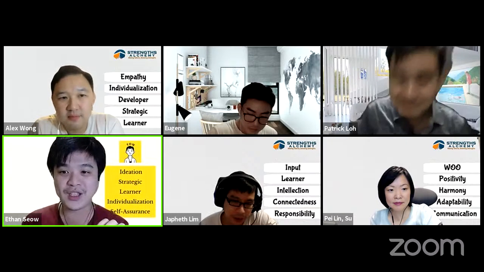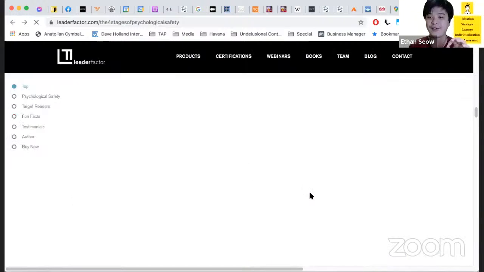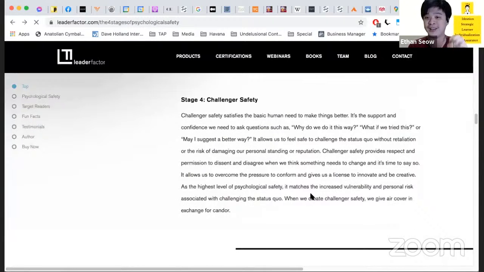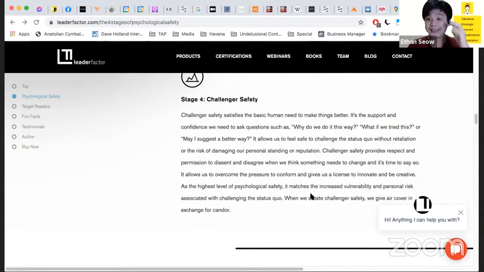Let me just pull it back up. The 4 stages of psychological safety. Something about challenger safety, is it? Yes, challenger safety. You can feel the challenge, you can challenge safely. This is something that I've learned very clearly in the last month plus, partly because of office matters, partly because of some personal life things. Challenger safety: how safe am I in challenging the status quo?